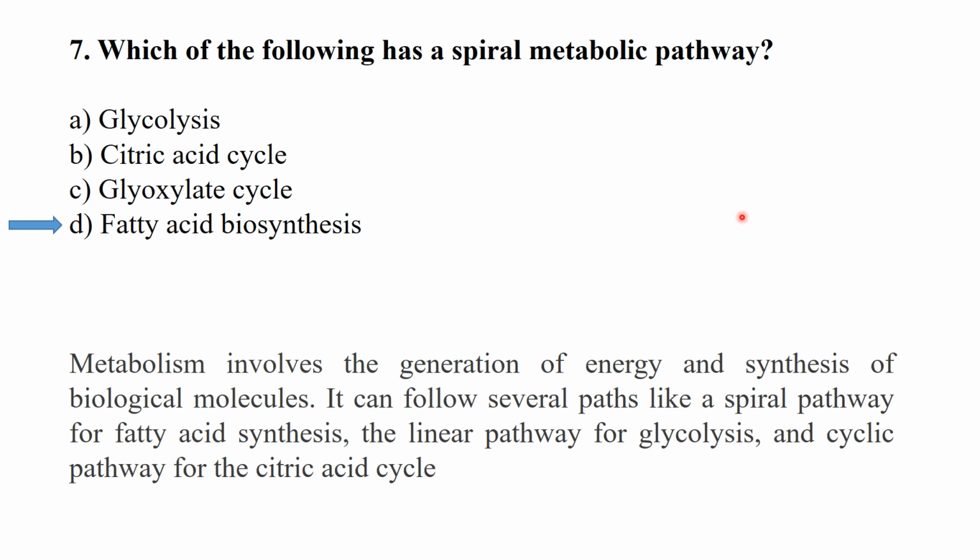In glycolysis, we know that glucose directly forms pyruvate, so it is a linear pathway. And the cyclic pathway is also a metabolic pathway. The citric acid cycle is a cyclic pathway. So we can say there is a cyclic pathway, a linear pathway, and a spiral pathway. An example of cyclic is the citric acid cycle, of linear is glycolysis, and of spiral is fatty acid biosynthesis.